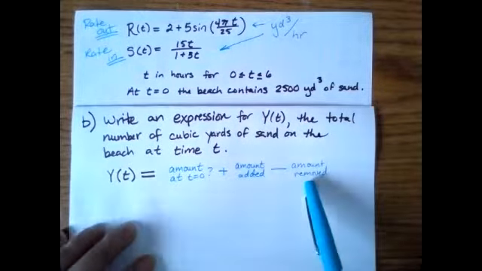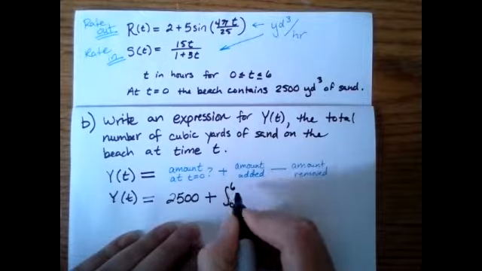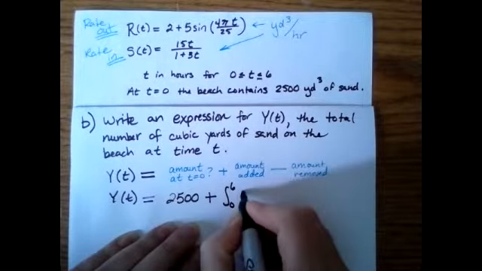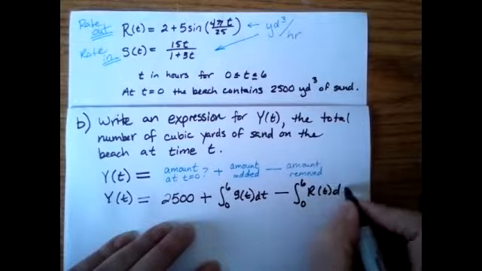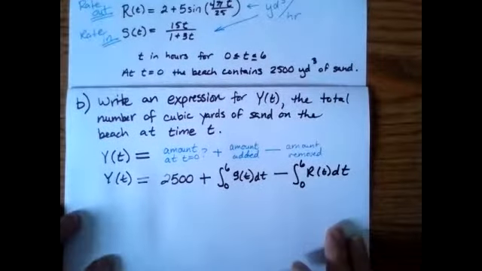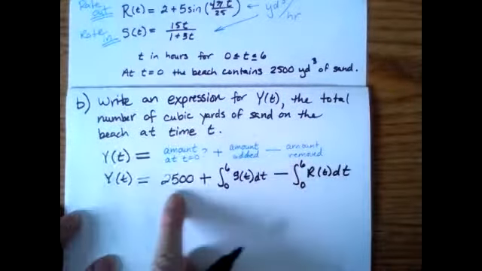So y of t, for the total amount, is going to be the amount at time 0. That was 2,500 cubic yards. The amount added is going to be an integral. The integral from 0 to 6 of the rate it was added in, and that rate was s of t, the rate in. Then I'm going to take away the total amount that was removed by the tide. That's another integral of the rate that it was removed. So the integral from 0 to 6 of r of t dt. And that's the calculation I need. They want that expression written down, so here's my expression. And they don't actually ask me to evaluate it.